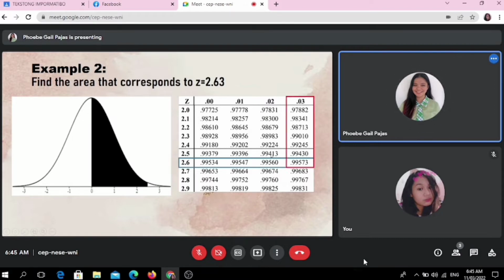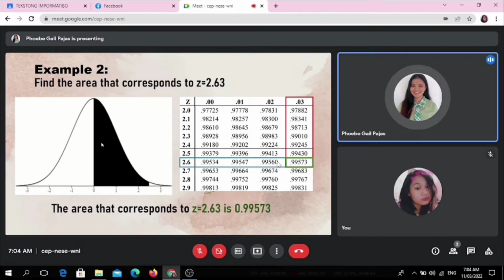So, the area that corresponds to z = 2.63 is 0.99573. Our graph here in our normal curve is lagpas siya ng 2 kasi 0.63. So, start natin dito hanggang dito.